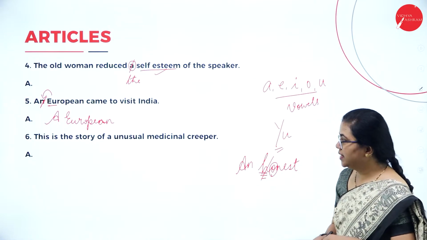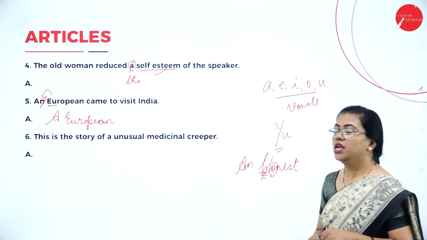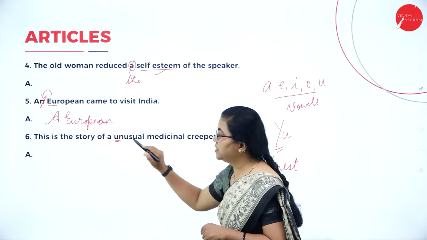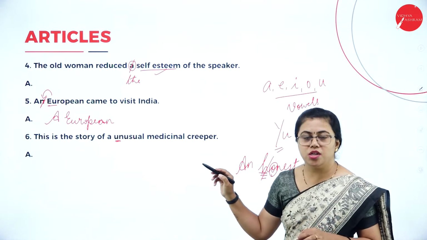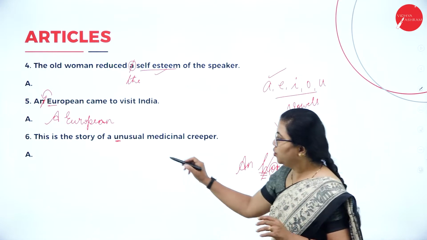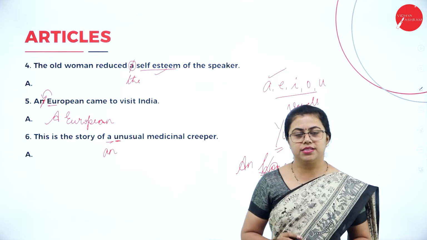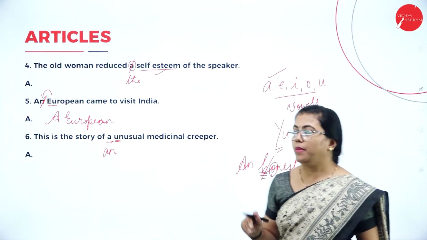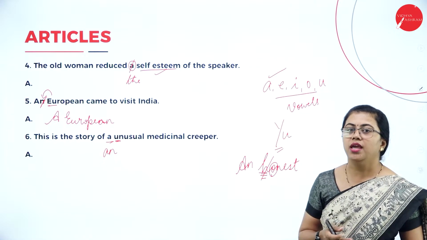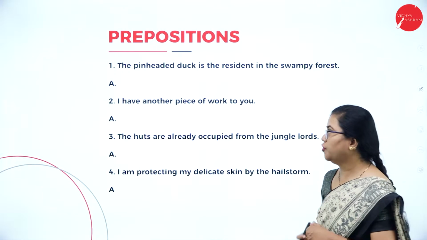The next one, that is the sixth one. This is the story of an unusual medicinal creeper. Here again the same rule: unusual begins with a vowel sound, a u sound. So then you have to use an over here: an unusual medicinal creeper. Make sure you use proper articles along with the nouns. For that you need to be thorough with the pronunciation. Fine, let us move on to the next one.